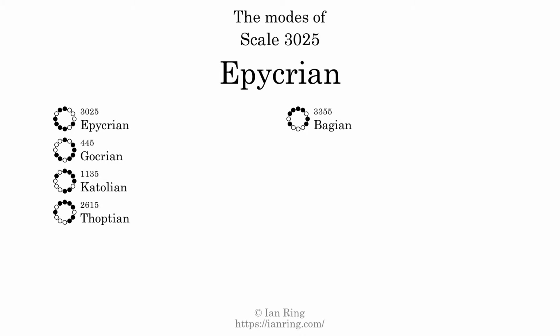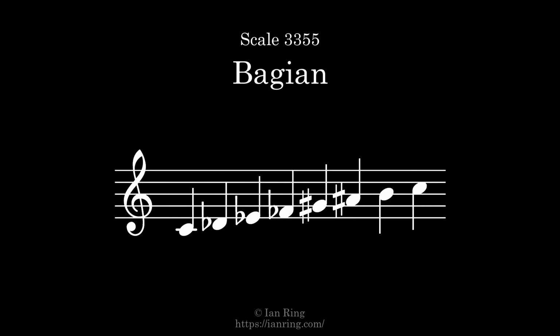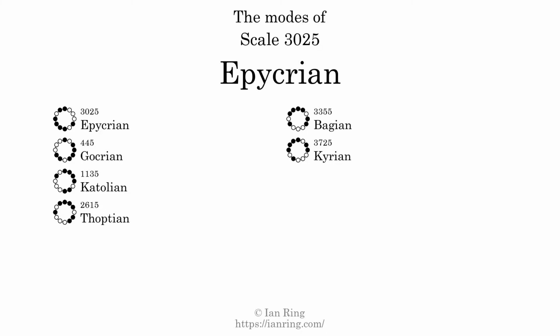The fifth mode is scale 3355, also known as Bajan. It sounds like this. The sixth mode is scale 3725, also known as Epycrian. It sounds like this.